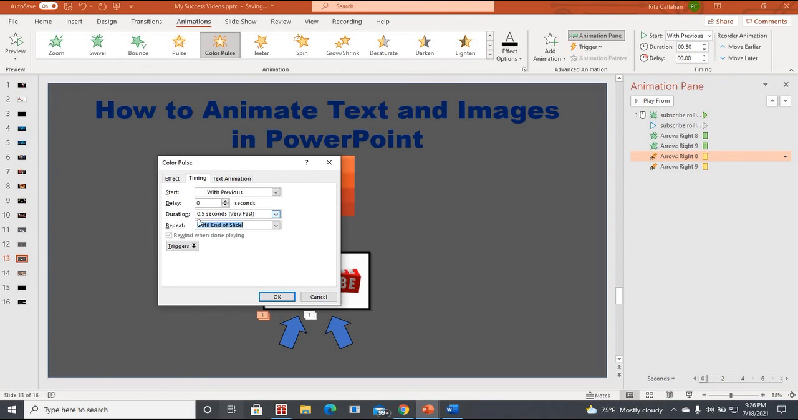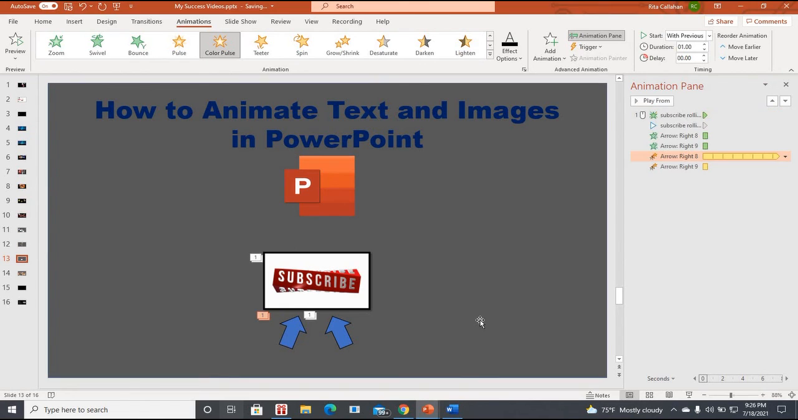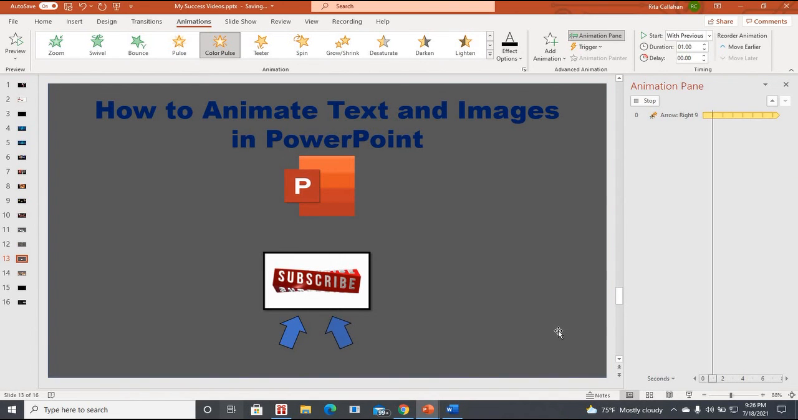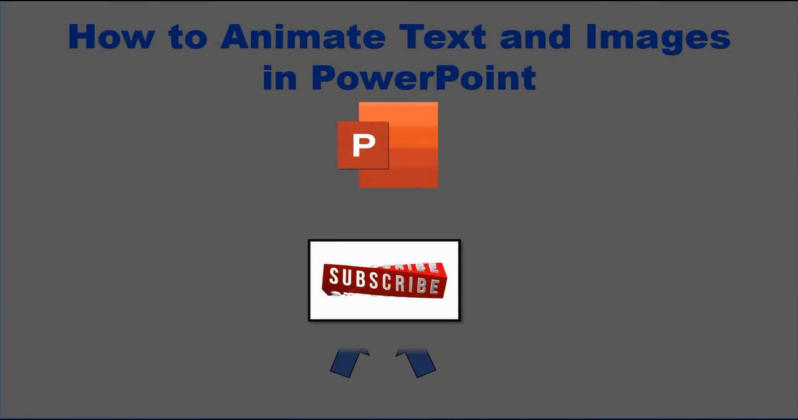We can also choose how fast the pulse will repeat itself. And so let's change very fast to fast. Okay. Let's do the other arrow, timing, until the end of slide, and from very fast to fast. Okay, so now let's see how it will look on full screen. And there you have it.